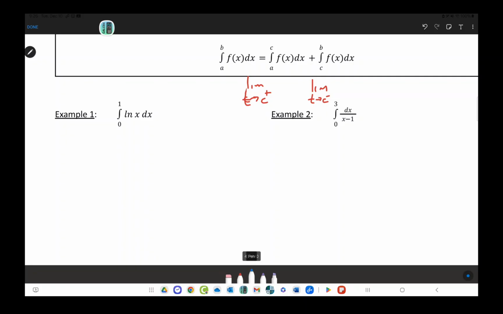So, where is my discontinuity on this one? Oh, natural log of 1 is what? 0. But what's the natural log of 0? Doesn't exist. So, here is my discontinuity. So we're going to take the limit as t approaches 0 from the right of the integral from t to 1 of the natural log of x dx.